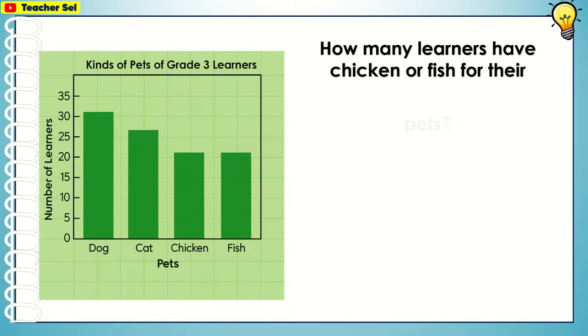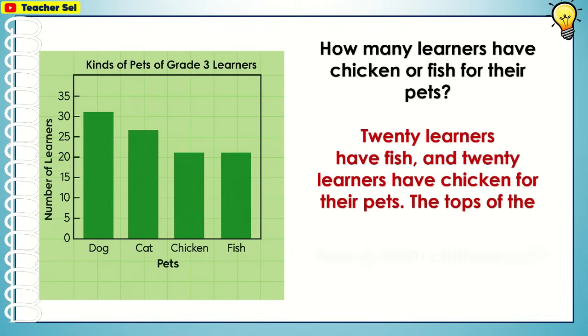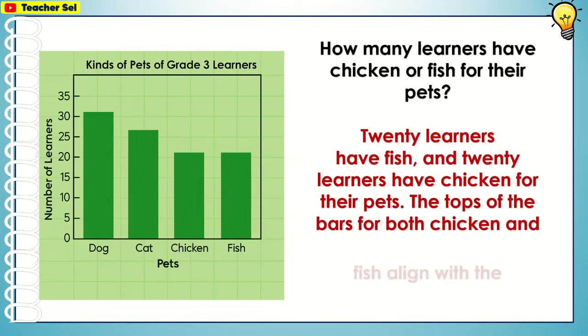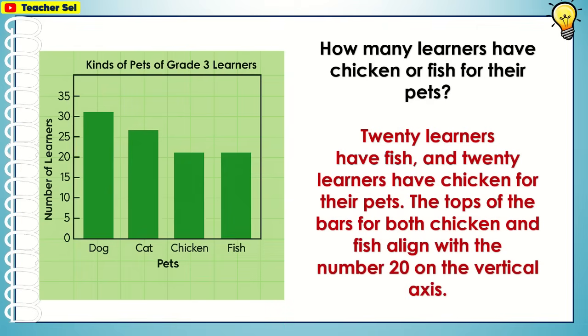How many learners have chicken or fish for their pets? 20 learners have fish and 20 learners have chicken for their pets. The tops of the bars for both chicken and fish align with the number 20 on the vertical axis.